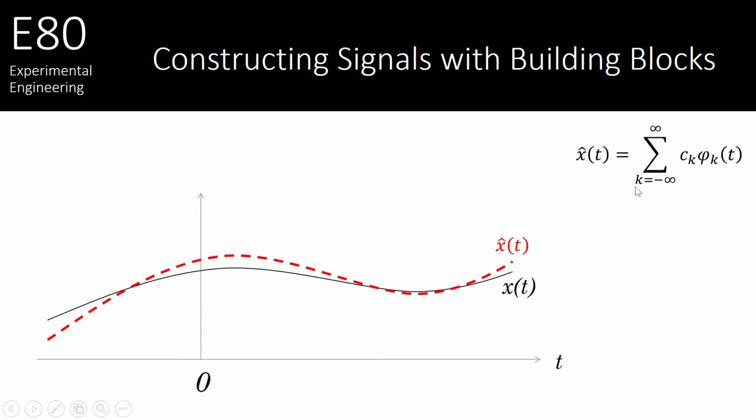Now, x hat of t, we're going to say, is an infinite sum. In this case, it's infinite. Later, it might not be infinite. But in this case, it's an infinite sum of scaled basis functions. C sub k is the scaling coefficient, and then we have this basis function. So again, we're going to estimate our original function x of t with x hat of t, which is an infinite sum of scaled basis functions.